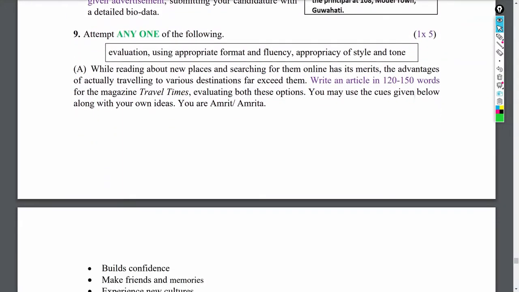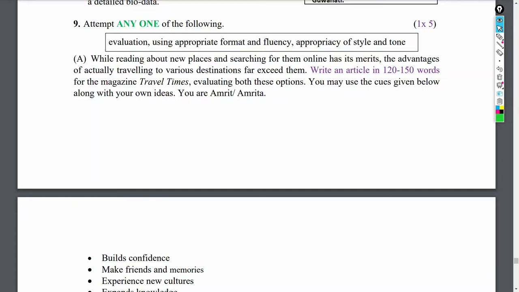Question number 9. This is also another question from writing, and for writing this answer beautifully, what you need to do is go to the newspaper, see the latest current developments, and read the particular news item. In this way your writing will be better. You will have the knowledge of current affairs, and you can write this part also beautifully.